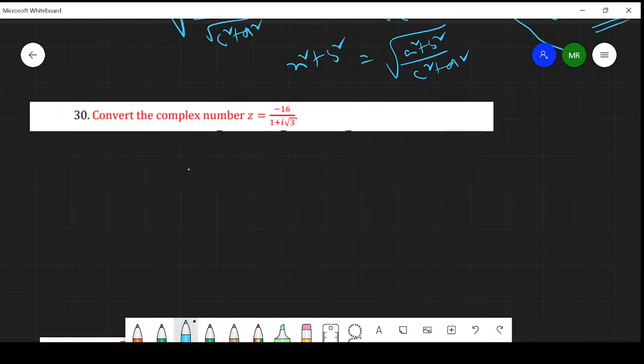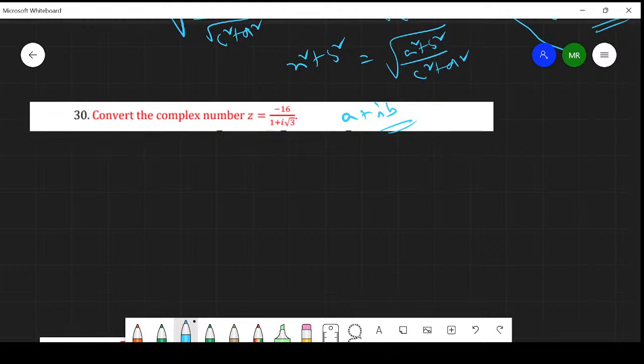Convert the complex number z equal to minus 16 by 1 plus i root 3. Convert the complex number minus 16 by 1 plus i root 3. They didn't write in which form we should write it. I think they want us to convert the complex number in the form of a plus ib. What do you write in the form of a plus ib? Convert in the form of a plus ib.